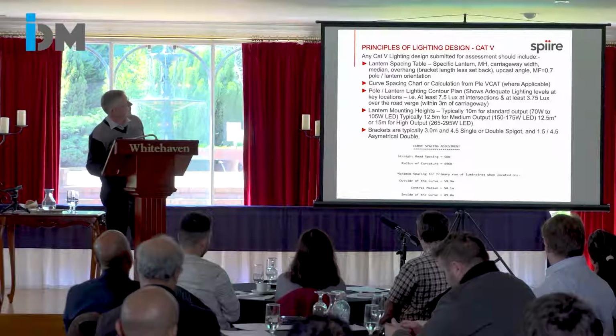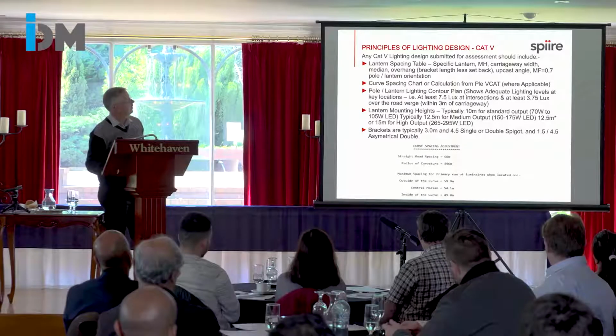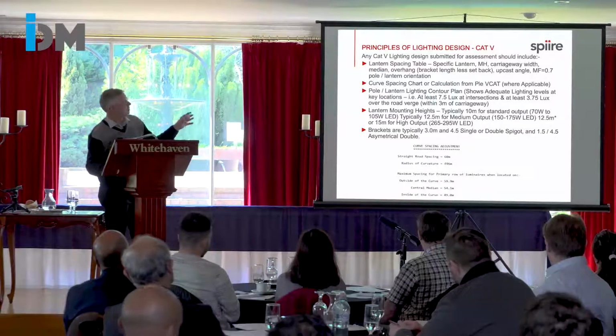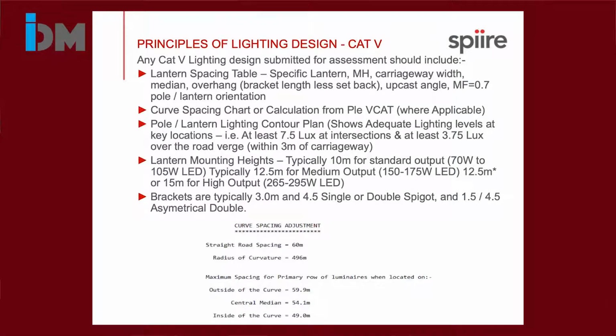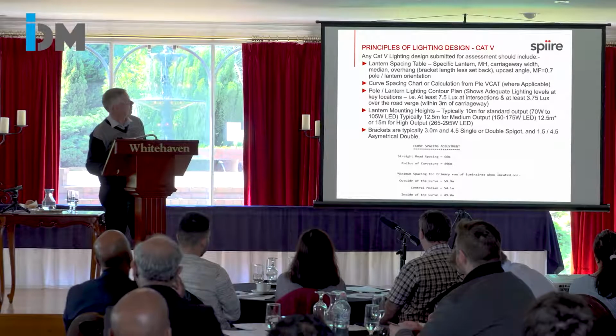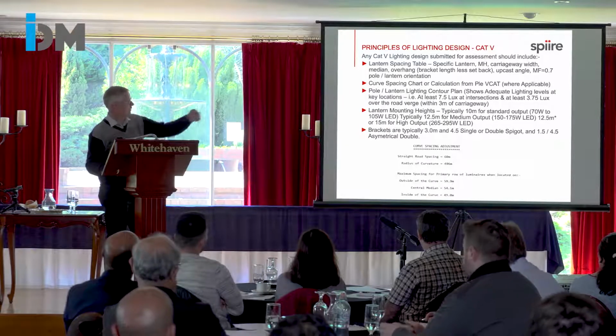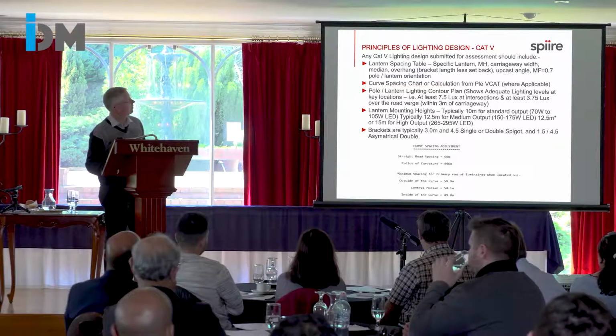You require a curved spacing chart if it's on a curved road, where applicable. Large radius bends don't require a curved spacing chart. I think it's anything greater than 500 metre radius doesn't actually require a curved spacing chart. Normal straight line calculations are adequate.